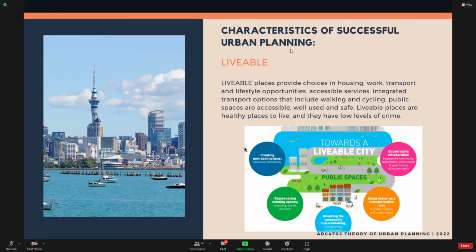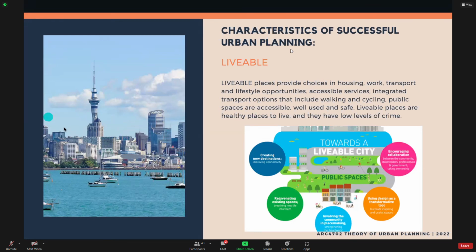Towards a livable city, we encourage collaboration between stakeholders, using design as a transformative tool. Urban design is very, very important to create livable cities. It involves the community in placemaking. Again, placemaking is another term in urban design. It means rejuvenating existing spaces and creating new destinations.